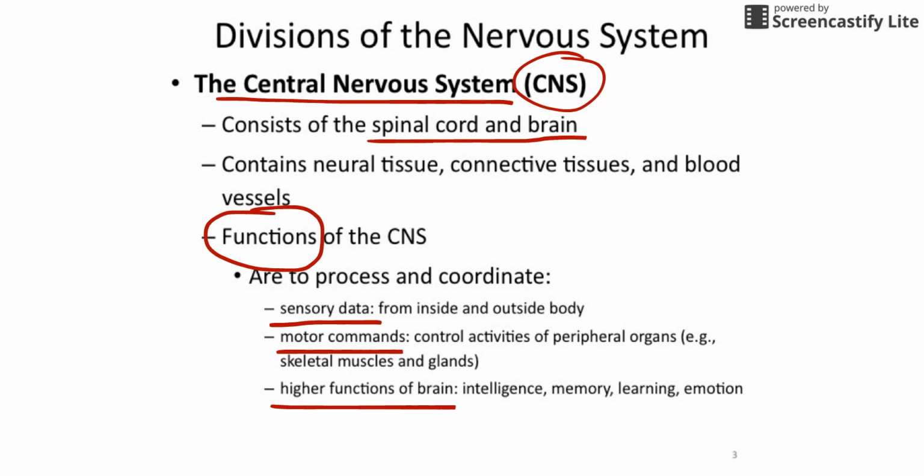It's really using the information and processing. That's a really important word that we're going to talk about.